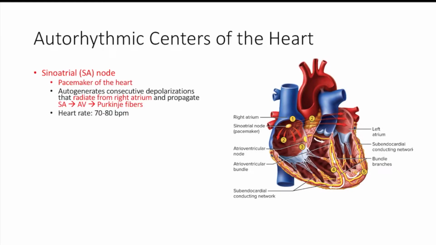The first node is the SA node, or the pacemaker of the heart. The SA node is located in the right atrium and will create an initial depolarizing wave that will spread to the AV node and Purkinje fibers.